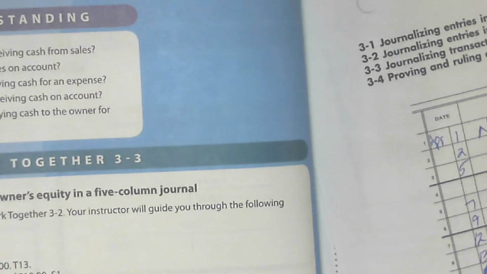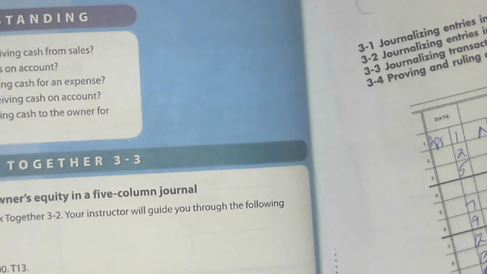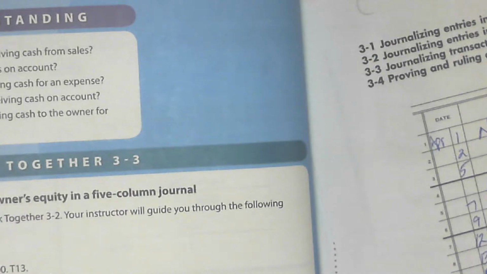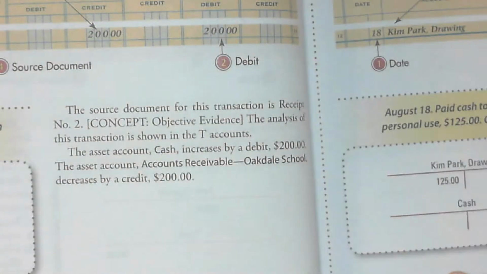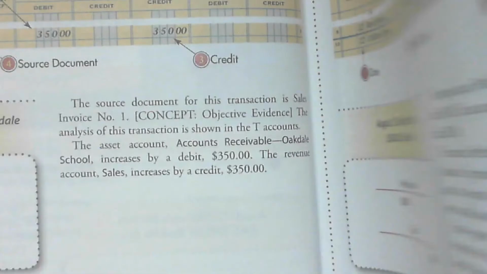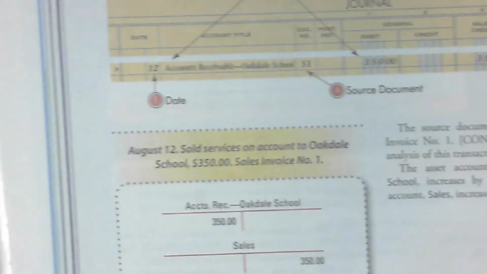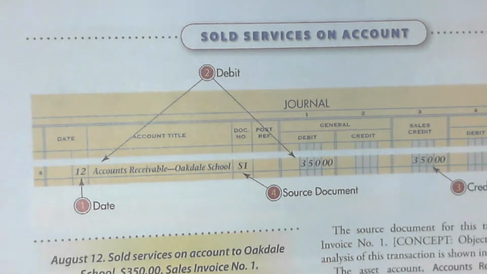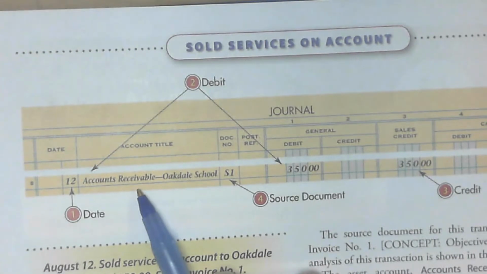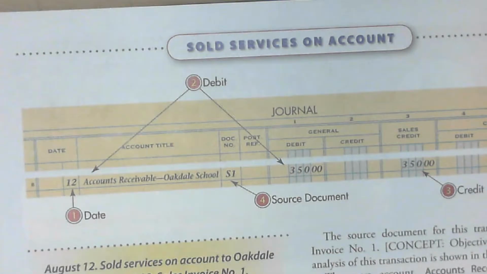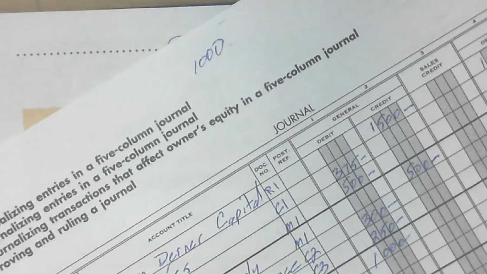Okay, sold services on account. I'll go ahead and fill in S1. That's $510. Okay, sold services on account. So that's going to be an accounts receivable, because that's money that we're supposed to receive.